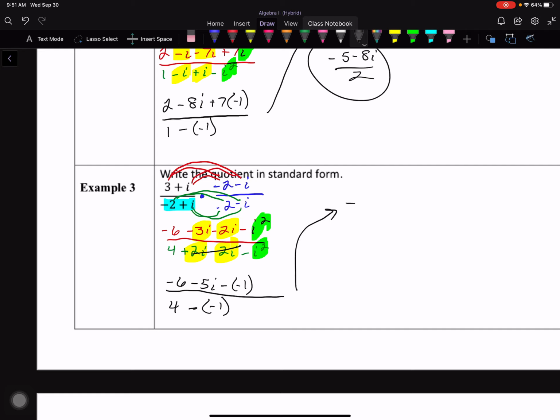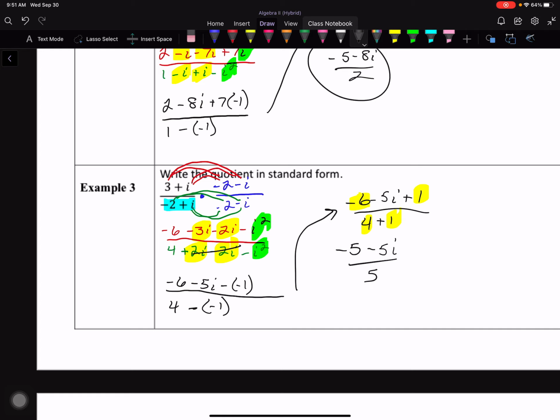Hop up top, negative 6 minus 5i plus 1. If you could do the multiplication there, the simplification, 4 plus 1 in the denominator. Negative 6 plus 1 is negative 5. These are like terms, as are these. Minus 5i divided by 5.